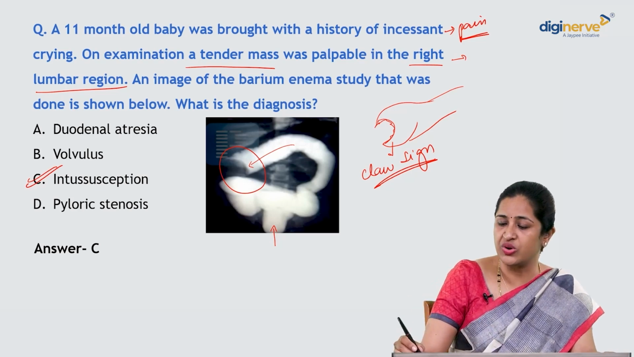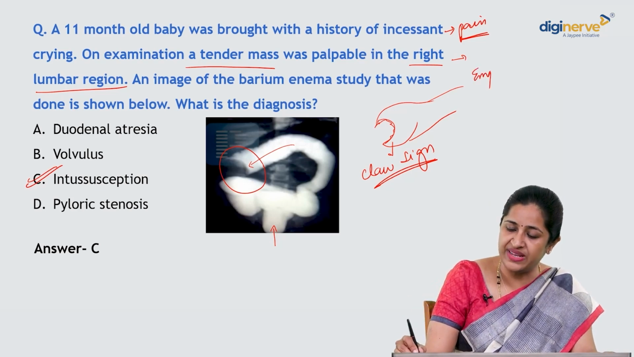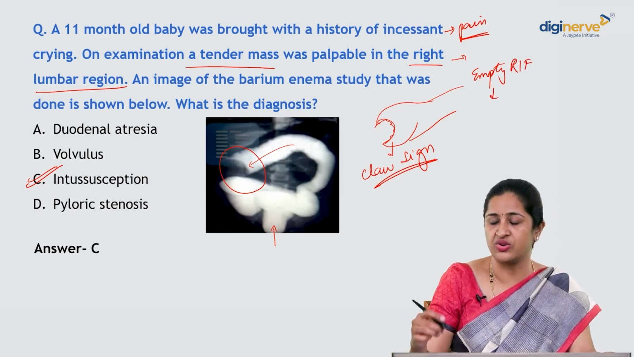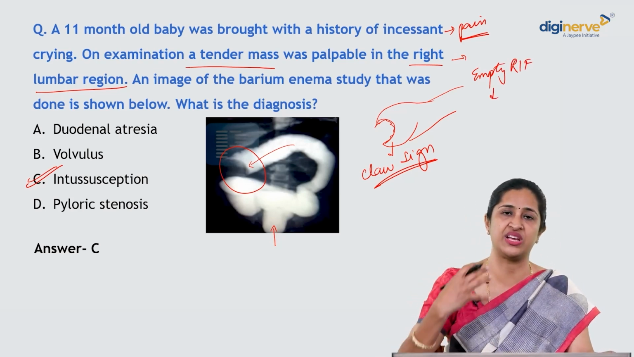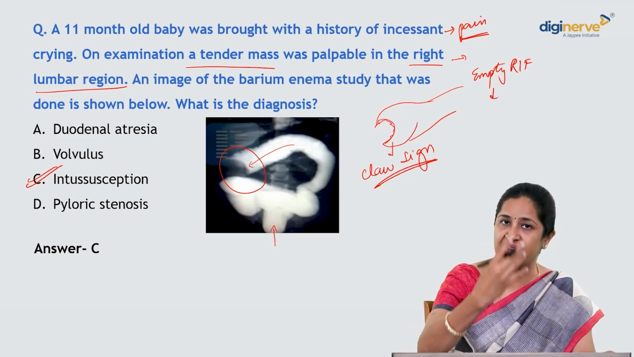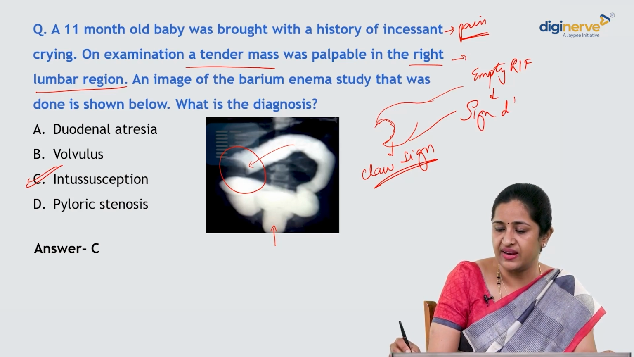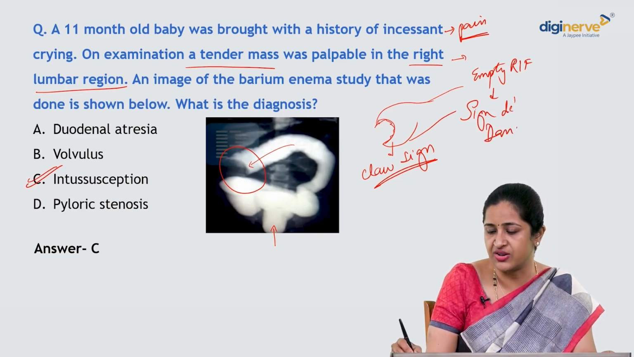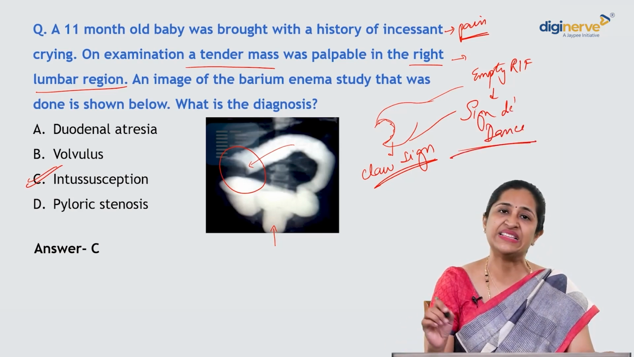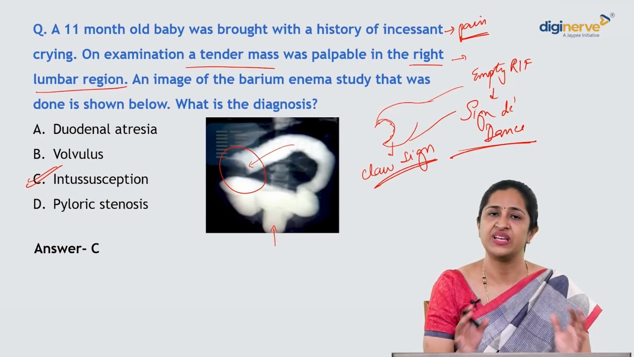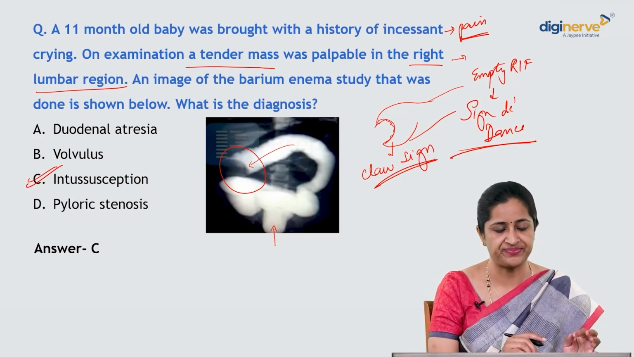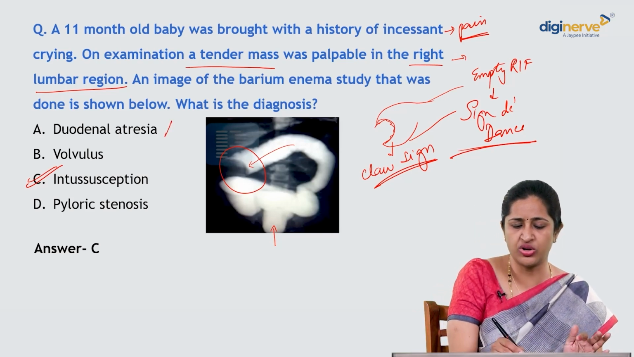And what you will also see is an empty right iliac fossa. So this empty right iliac fossa with a palpable mass in the right lumbar fossa is called Dance's sign, or the dancer's sign. This is classically seen in intussusception. Do you see this in duodenal atresia?